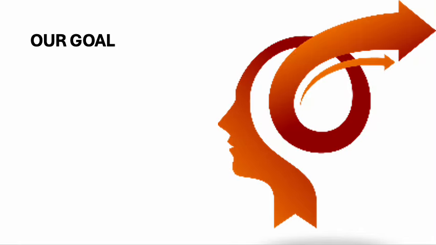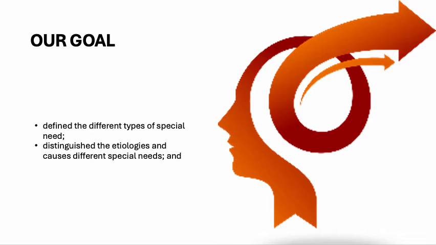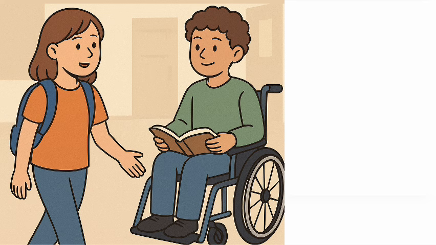Now, before we jump into the full discussion, let me share our objectives for this session. First, we will define the different types of special needs. Second, we will look at the etiologies and causes behind these special needs. And third, we will explore the learning characteristics that help us understand how these learners grow and learn best. Alright, let's keep going.